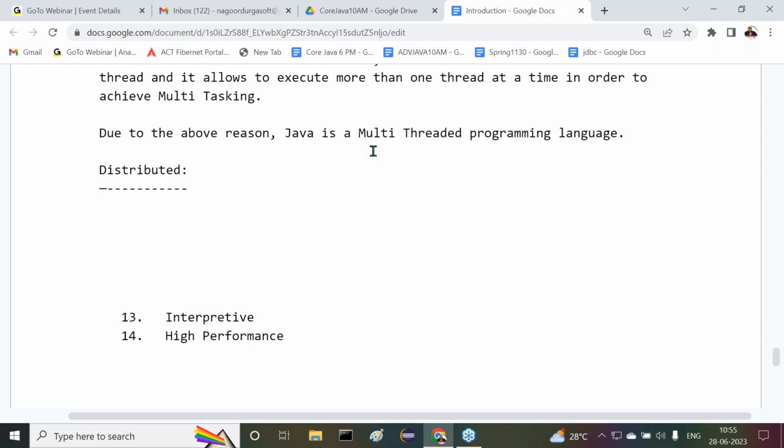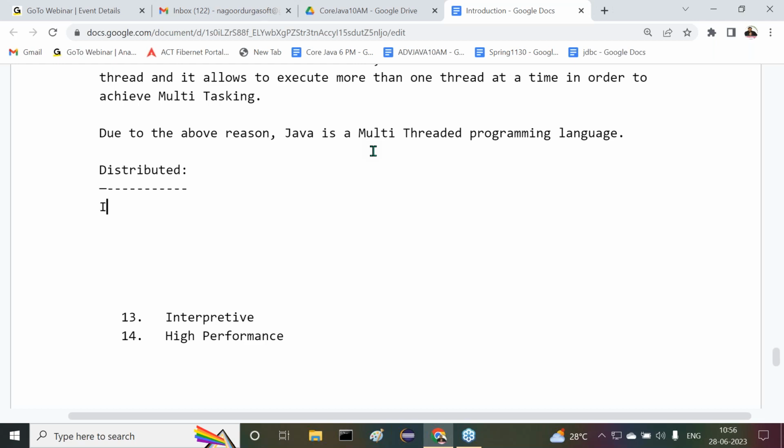To prepare these distributed applications, Java has provided a separate module inside Java. That module is the J2EE module, Java 2 Enterprise Edition. It is mainly for distributed application development. Distributed application development means server-side application development, which we are going to do with J2EE. Because of that reason, Java is a distributed programming language. That's it. Answer my point clearly, no?